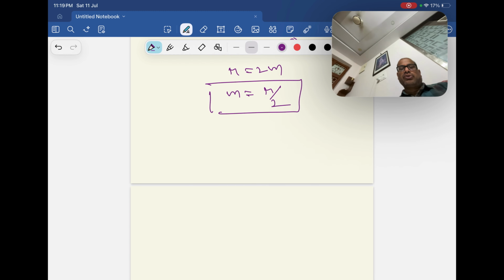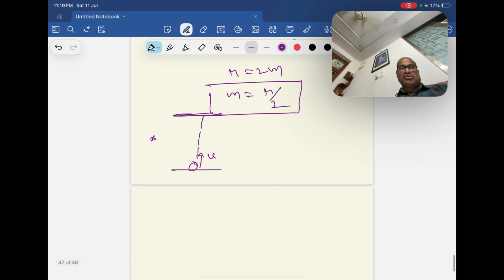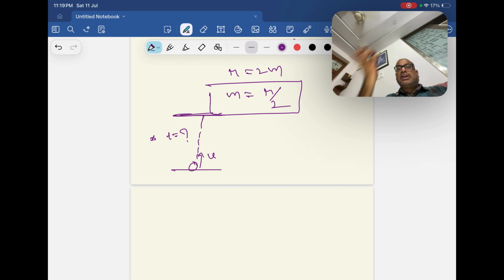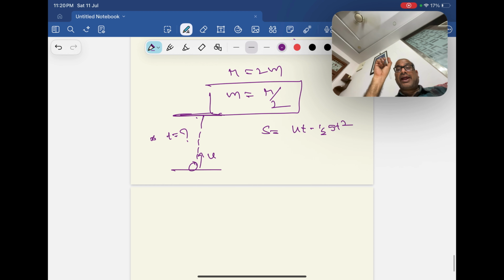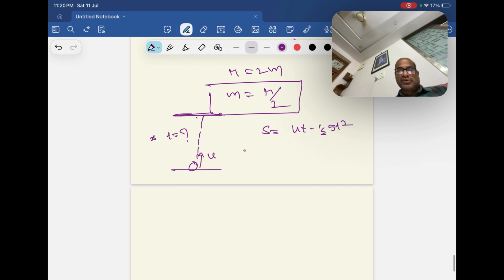You can see this kind of application even more in kinematics. A particle is thrown with some velocity u. Find the time after which the height attained becomes maximum. When you throw a particle upwards, the displacement equation is ut minus half g t square. Find the time after which the height becomes maximum, or find that height value. So displacement becomes maximum as a function of time. So you can take s as h, then dh by dt, make it equal to 0.